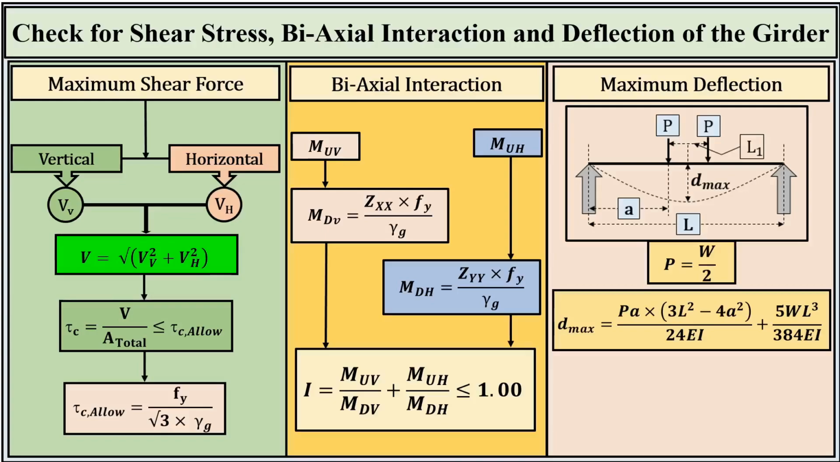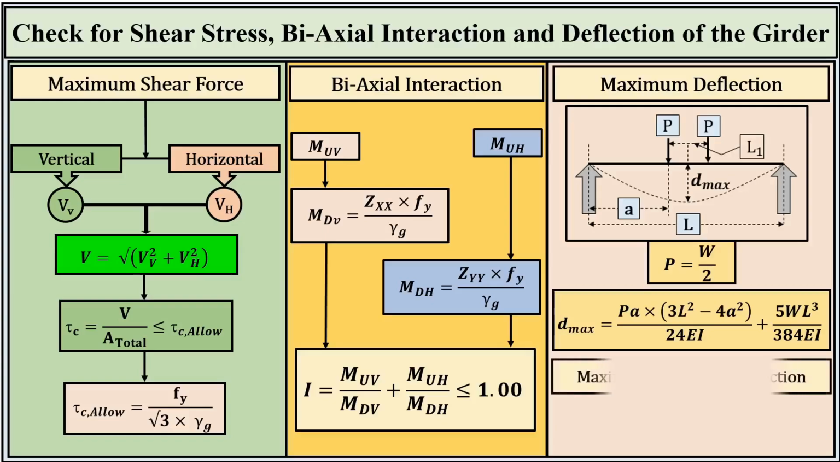To this value, we add the second term, 5 times W, times L cube, divided by 384, times the product of E and I. This second term represents the deflection caused by the girder's self-weight. This total value gives us a precise look at the beam stiffness under actual working loads, which we must then verify against the allowable limits.